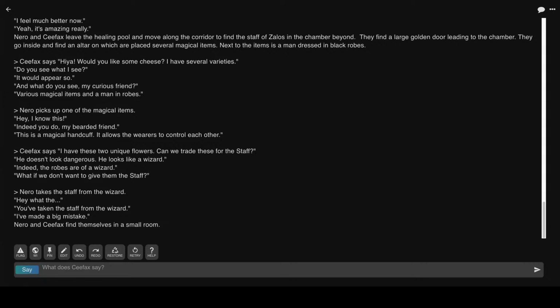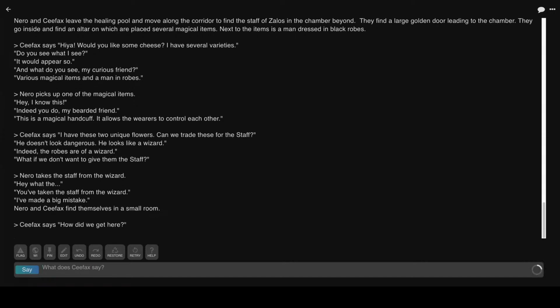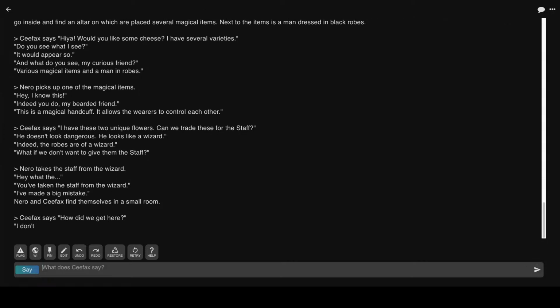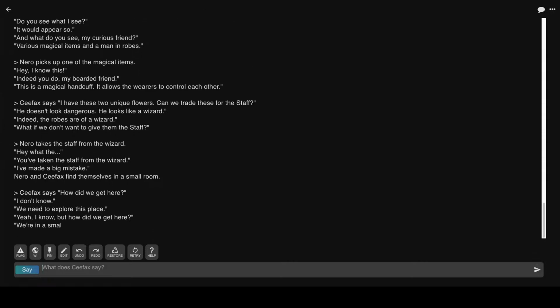Nero and Sivax find themselves in a small room. Oh dear. Right. How did we get here? I assume we've been magically transported. I think so, since touching the staff. We're in a small room. I know. Is it worth trying out the staff? Yeah, that's what I was thinking.